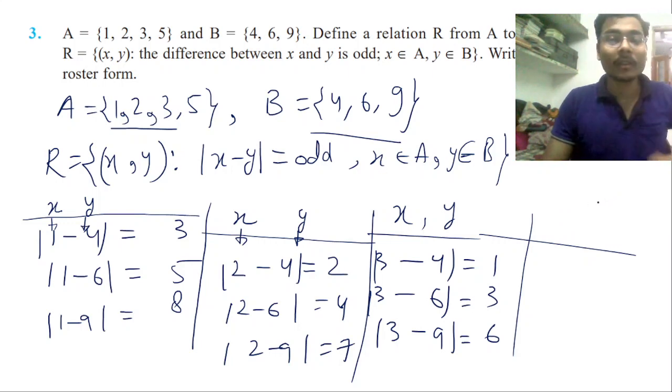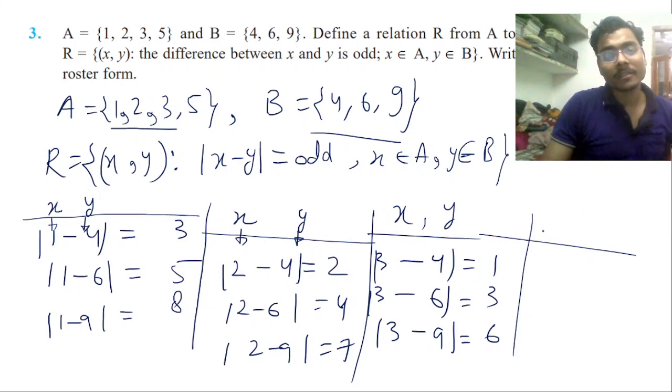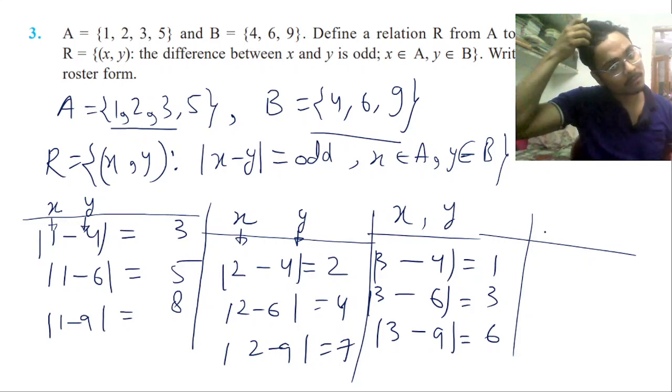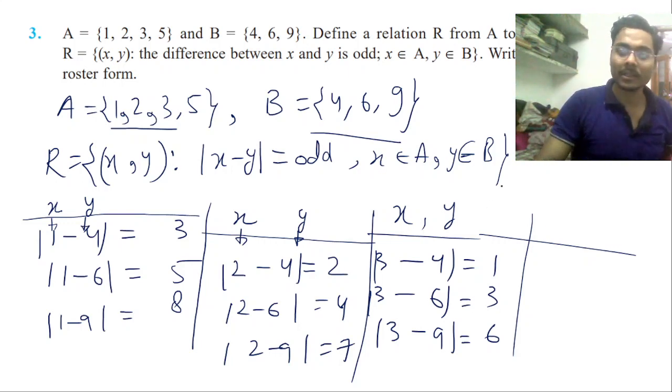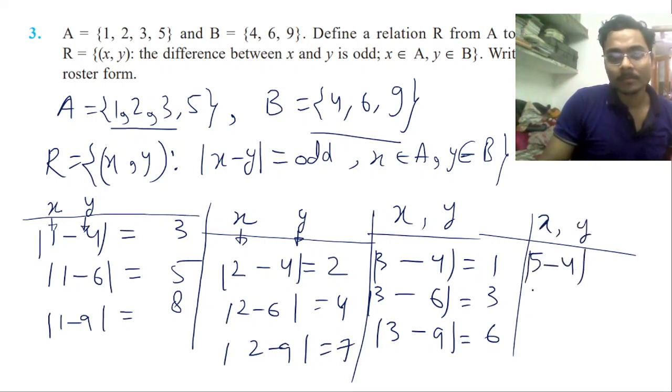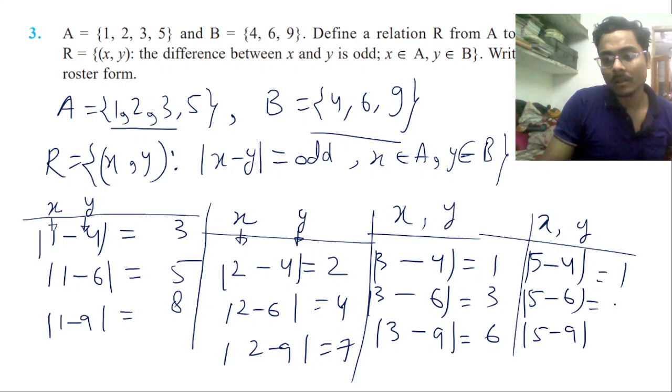Okay, so I think there are a lot of elements present in this column, but the reverse is not possible because we have to write the x on the first side. So x and y we wrote, so 5 minus 4, 5 minus 6, and 5 minus 9. 5 minus 4 is 1, 1, 4.